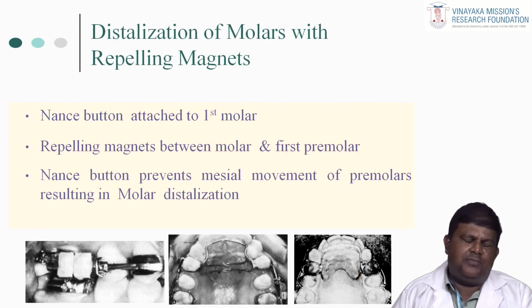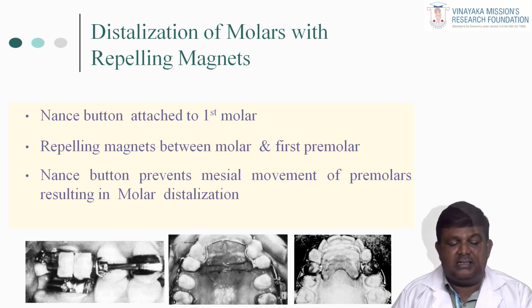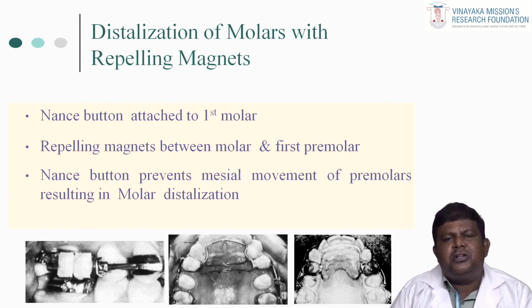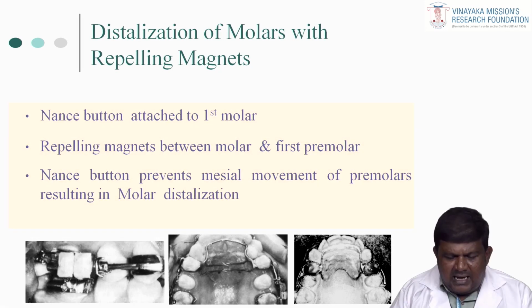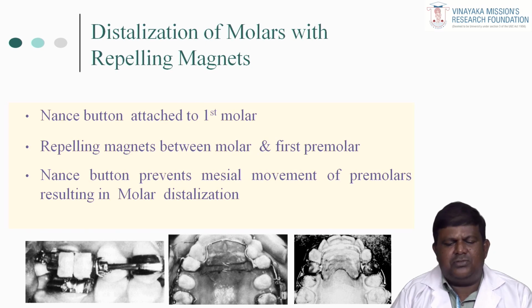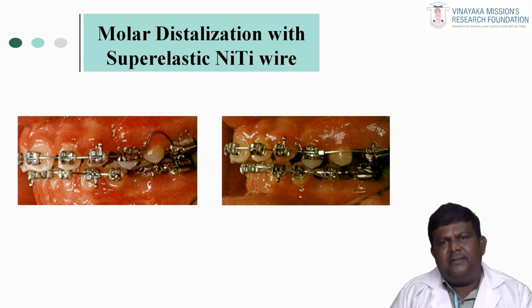Distalization of molar by repelling magnets. Magnets are used to distalize the molars easily, and that can be done with the Nance button attached to the first molar. Repelling magnets are placed between the first molar and first premolar. So again the same thing: the Nance palatal button prevents mesial movement of the premolars, resulting in molar distalization. Molar distalization with superelastic nickel titanium arch wire.